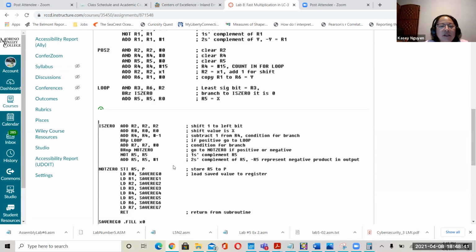Then in the not 0, we want to take whatever the product was, which is in register 5, and we're going to store it to P, or you can call it XY. I just stick to P because I was following their pseudocode. Then again, we would load the registers back because we stored them at the beginning. So we restore registers here. All our registers represent 8 bits or 1 byte. And then we would return, and that would complete our subroutine.